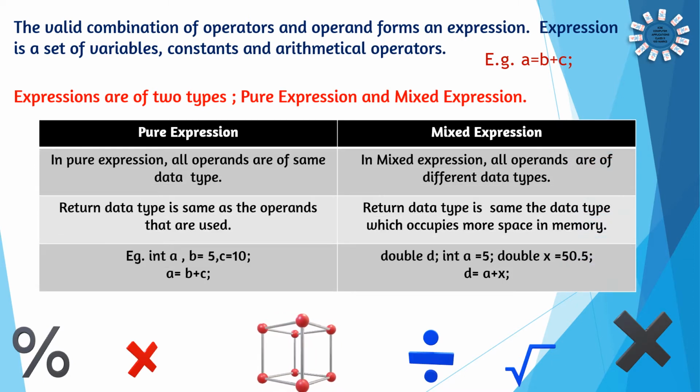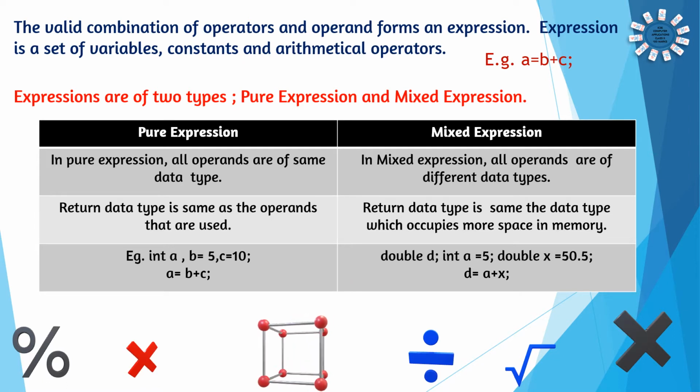So we can see the difference between them. In a pure expression, all operands are of the same data type. See this expression A is equal to B plus C. In this case A, B and C are all of integer type, that means the same data type. In a mixed expression, the operands are of different data types. Here we have an expression D is equal to A plus X. In this case A is integer, X and D are double. That means the expression has mixed data types, so it is known as a mixed expression.